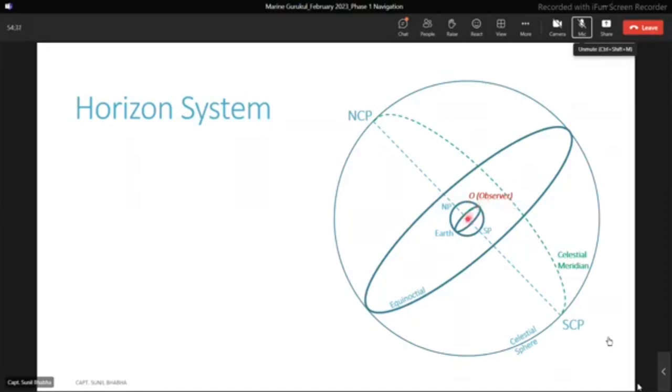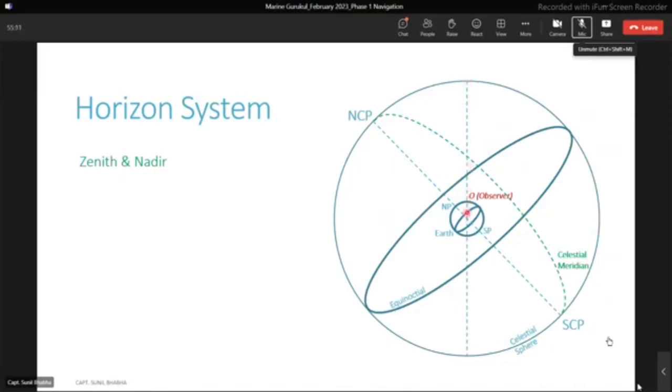Now what we are going to do is, from the center of the Earth, draw a line up to the observer's position, and extend that line on both sides so that it goes and meets the celestial sphere. So starting from the center of the Earth, I am drawing a line which passes through the observer's position and meets the celestial sphere at this particular location.